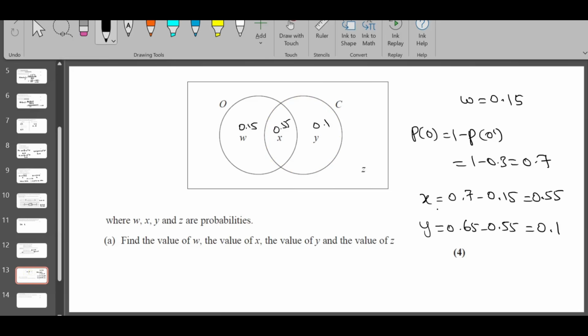And the total probability should be 1. So Z is 1 minus 0.15 minus 0.55 minus 0.1, which is 0.2. That's all. It's a 4-mark question.